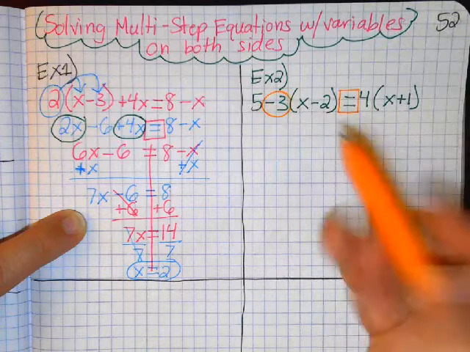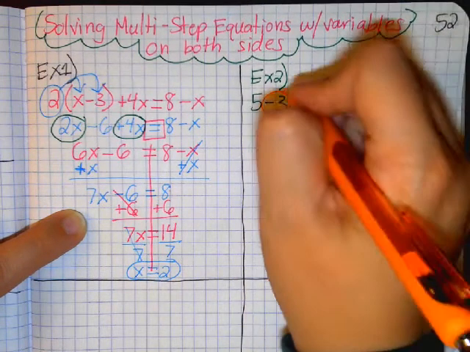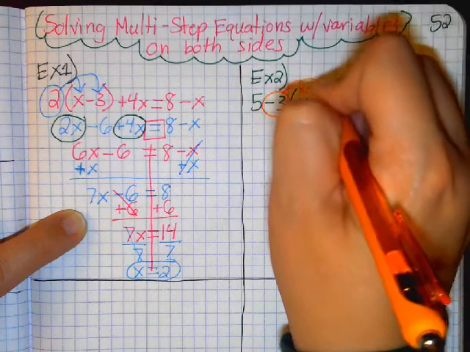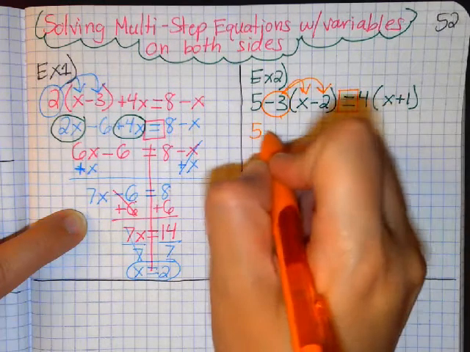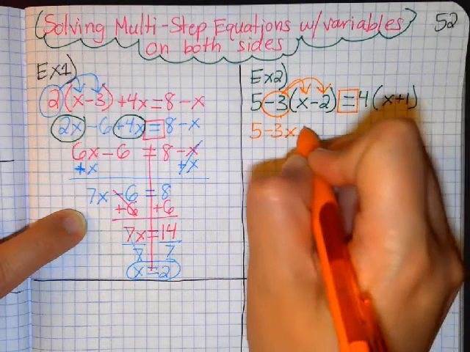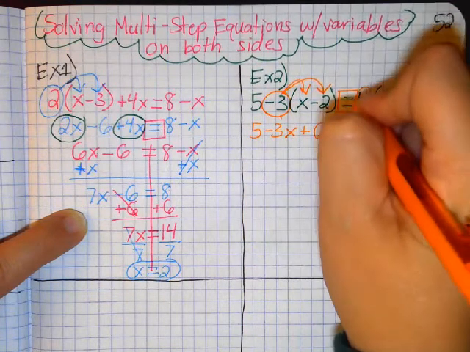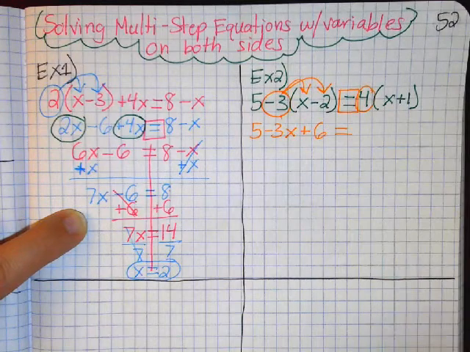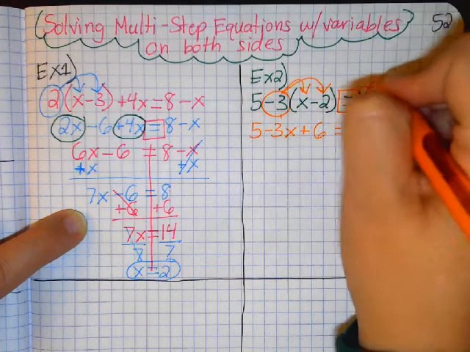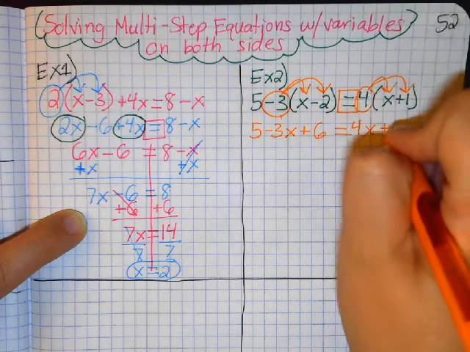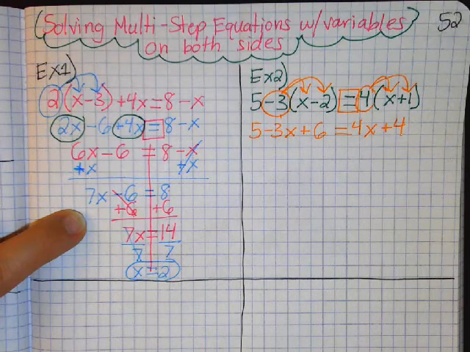I'm going to distribute my negative 3 because the sign in front of my term is attached to my number. Negative 3 into x, negative 3 into negative 2. So 5 minus 3x plus 6 is equal to, and on my right side, I'm going to distribute that 4. 4 times x is 4x. 4 times positive 1 is a plus 4.